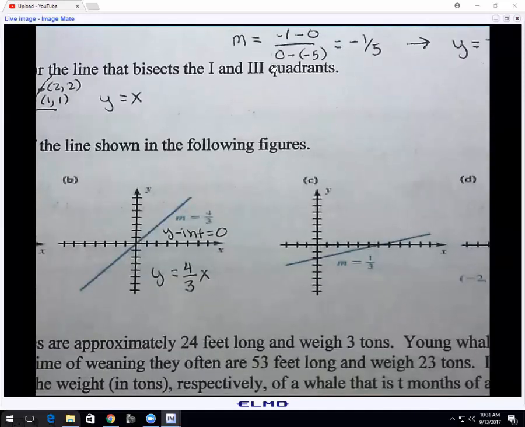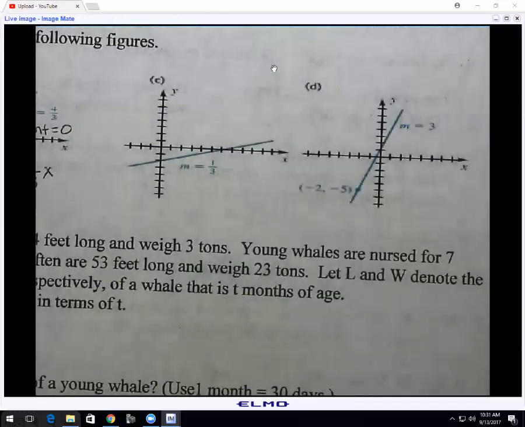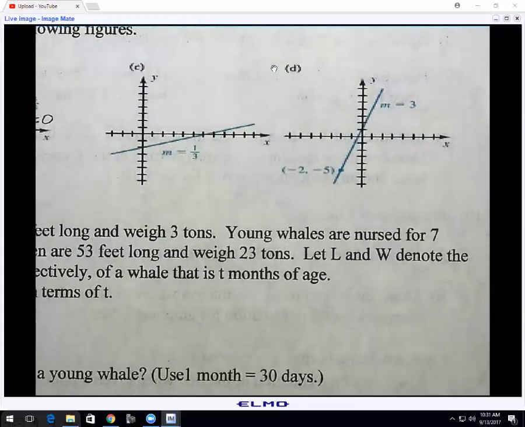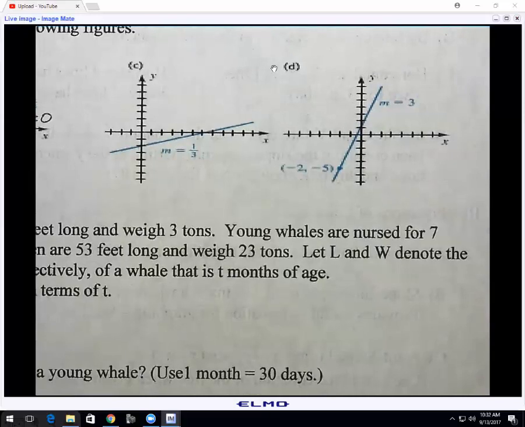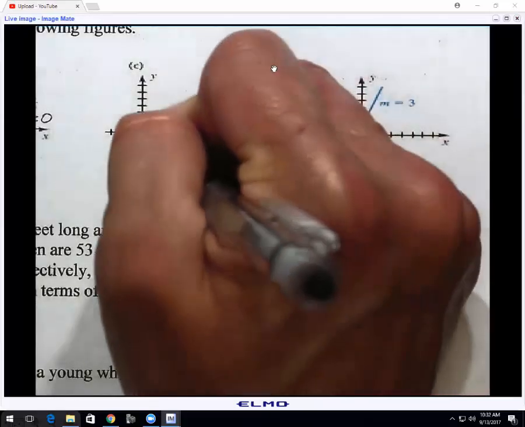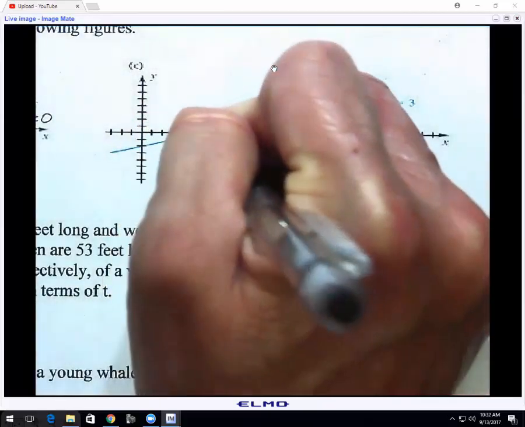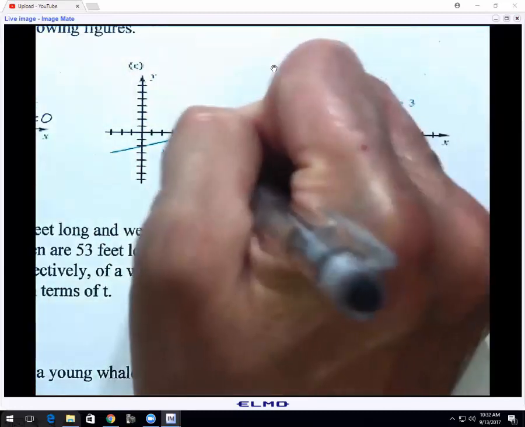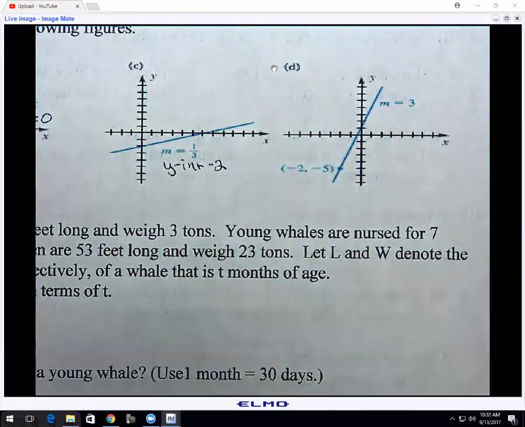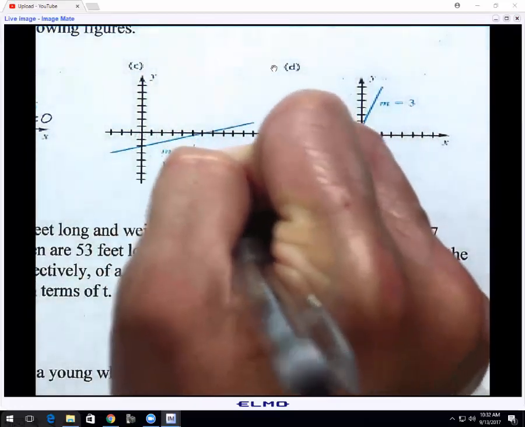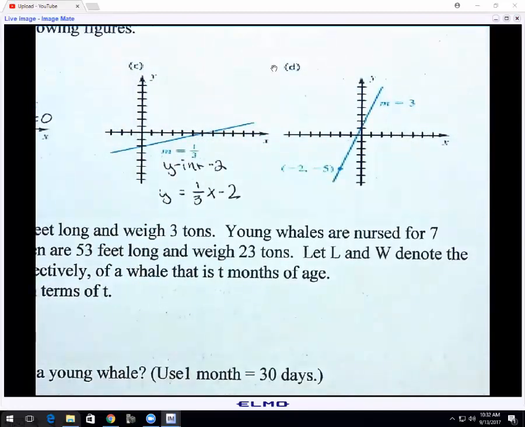What information am I given that I could use to find the equation of the line in the C part? I'm given the y-intercept is 2, so what's the, oh, sorry, negative 2. So what's the equation of that line? Y equals 1/3 x minus 2. Yep.